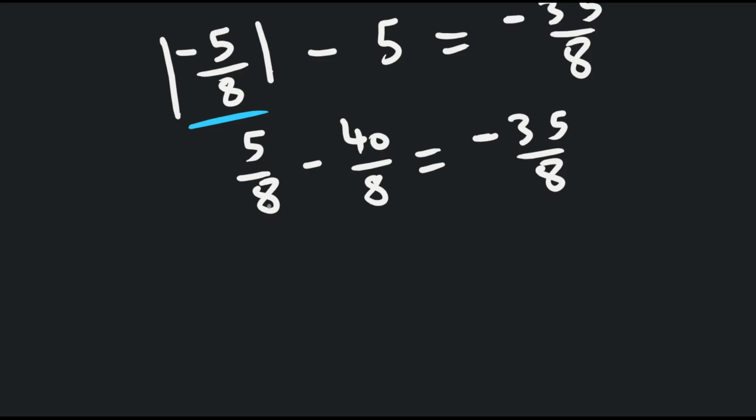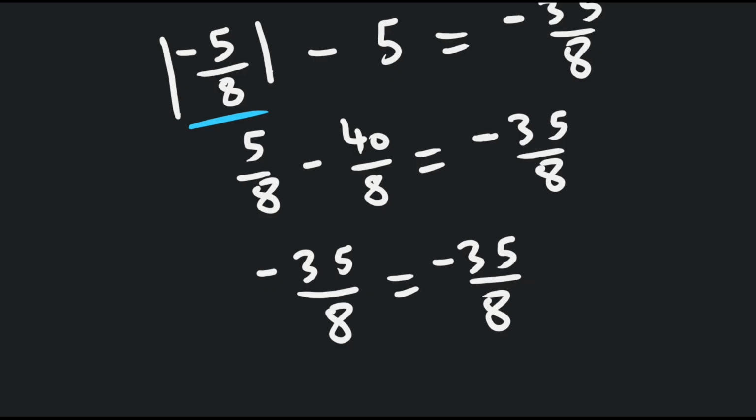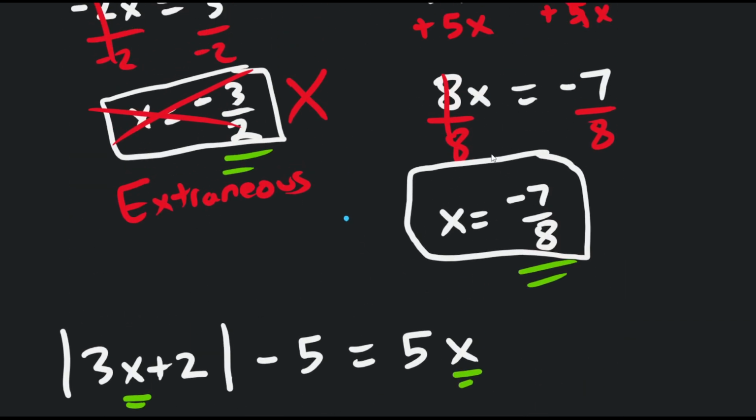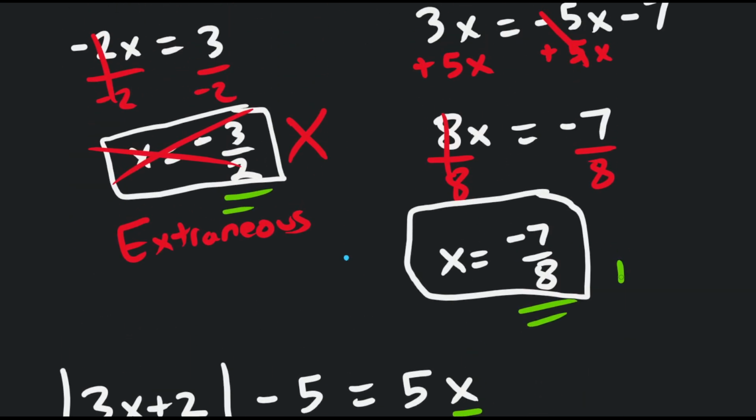So it's 5 over 8 minus 40 over 8. So it's 5 minus 40. If we just subtract the numerators, 5 minus 40 is negative 35. So negative 35 over 8 equals negative 35 over 8 on the other side. And as you can see, negative 35 over 8 does equal itself. So that checks out. Therefore, our answer of negative 7 over 8 is legit. It's not extraneous. And that is a good answer to this absolute value equation.